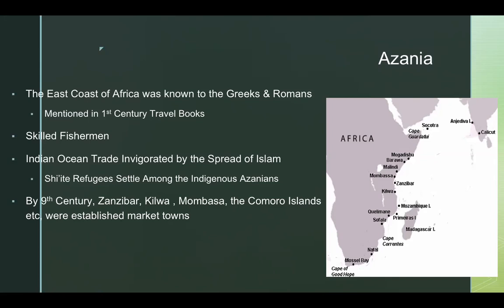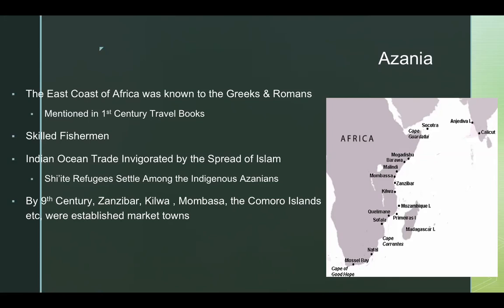So for example, other groups include this. In addition to the Muslim migrants who sought political and religious asylum in Ethiopia, as I've mentioned, the followers of Muhammad, there were dissident Muslims as well, including Shias, Ibadis, Kharijites from Southern Arabia and Persia, who sought refuge and new opportunities in East Africa. So that's a succession of people coming in over the years, right? And they would settle among the indigenous Azanians.